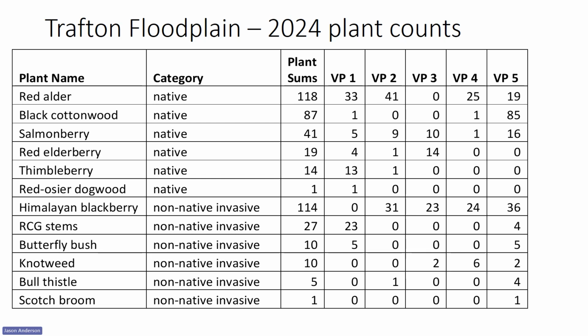When it comes to the non-native invasive plants, Himalayan blackberry was by far the most abundant non-native plant, and it was observed in 4 of the 5 plots. Reed canary grass and butterfly bush were observed just in plots 1 and 5. Knotweed was present in 3 plots. It was only about 1 to 2 feet high, and it looked really stressed. And then, of course, bull thistle and Scotch broom, we did notice a few plants in plot 5. Again, that was the one associated with scour.